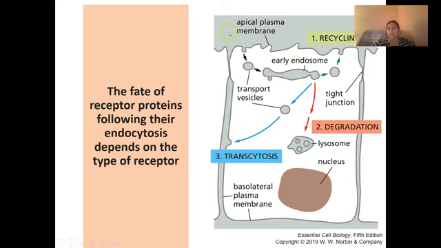And that's your typical method that it will move through. Now, some receptors, however, do not get recycled. Instead, they become part of that degradation process as they get taken into the lysosome along with whatever they were binding to. And in other cases, a transport vesicle may actually take them to the opposite side, the basolateral side of the plasma membrane.